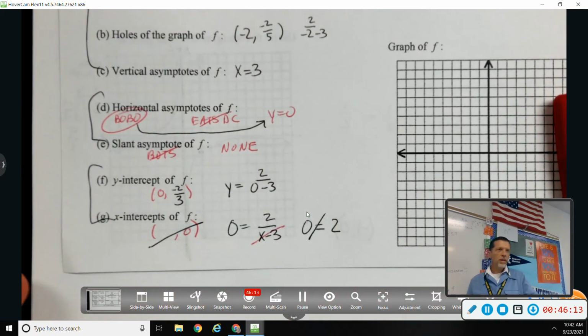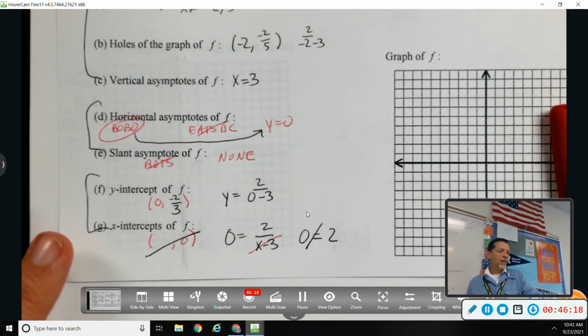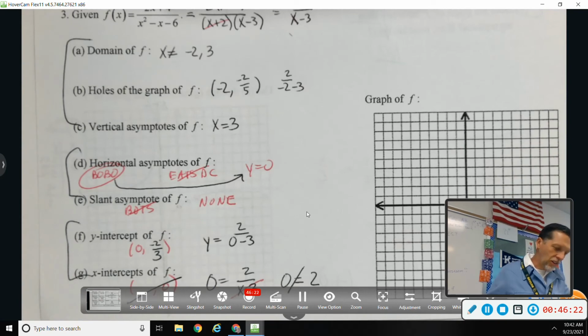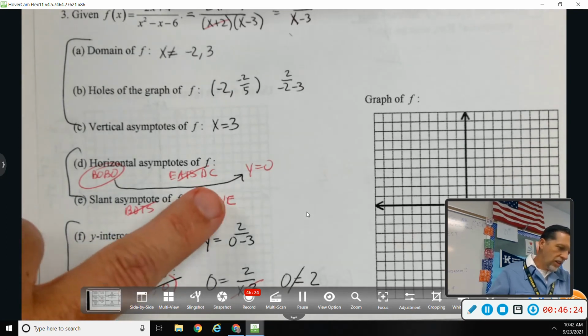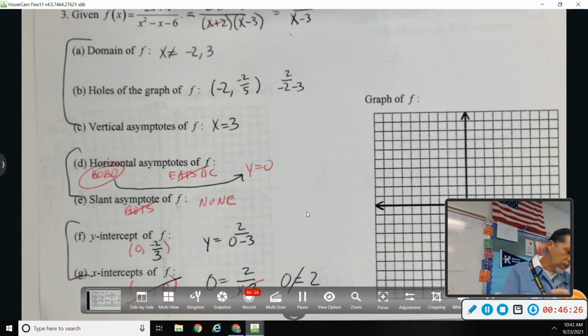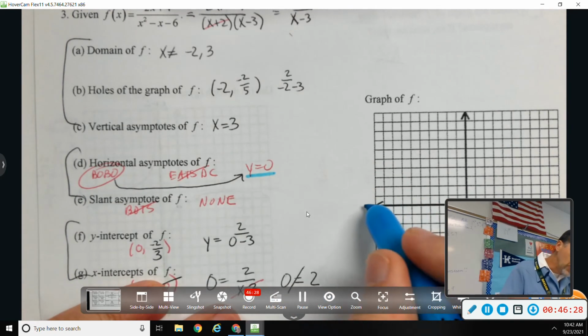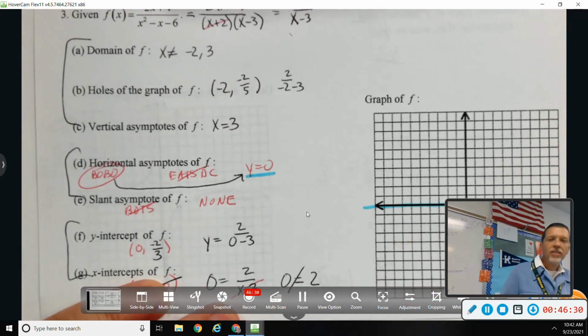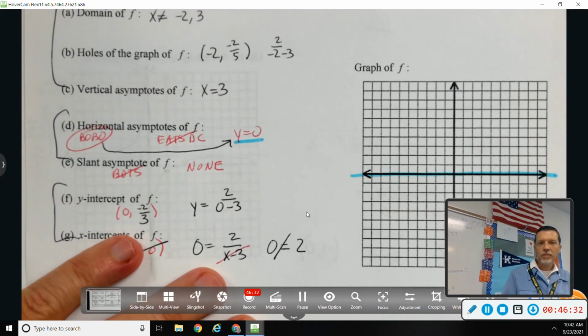This would be a case of if you had graphed things as you went, you might know that because there's a horizontal asymptote at y equals 0. So there's no x-intercept because there's a horizontal asymptote there.